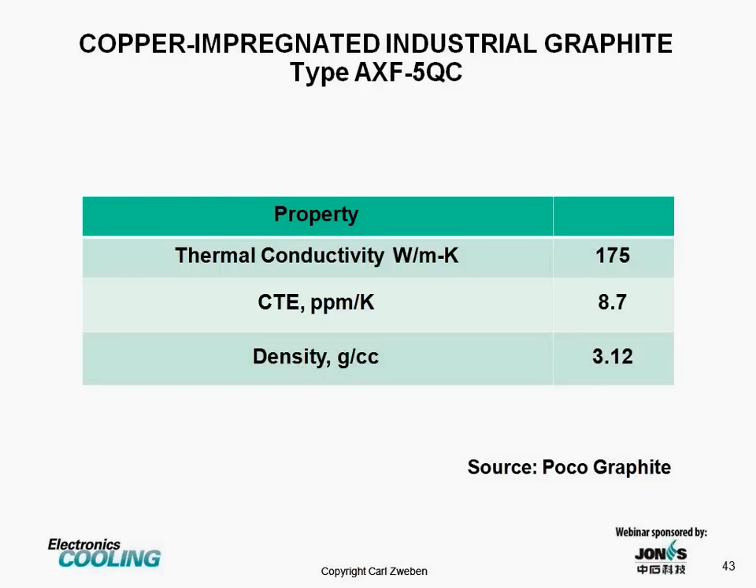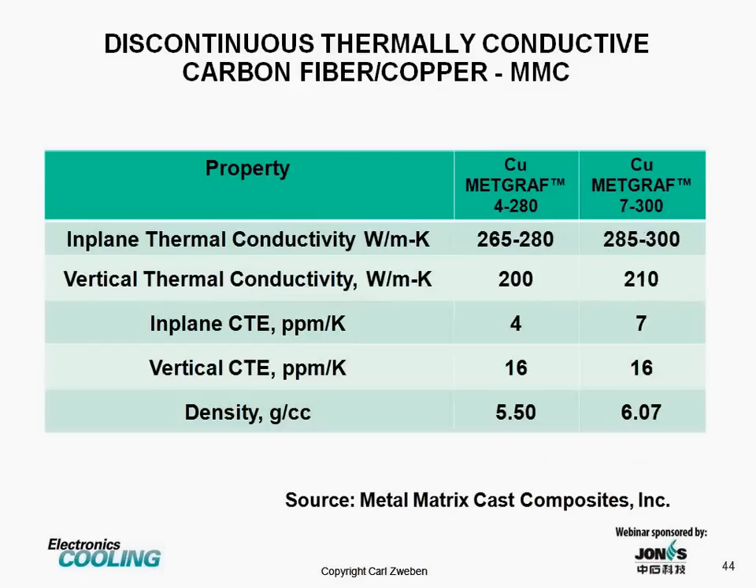Earlier on I talked about industrial graphite, which was a porous material. And here we have an electrode material that is made by infiltrating this porous graphite with copper. And we see a thermal conductivity of 175. Sorry, this is an effectively isotropic thermal conductivity of 175, which is in the range of aluminum alloys. And we have the additional benefit of a low CTE and a low density. And this material has been used in some package base plates.